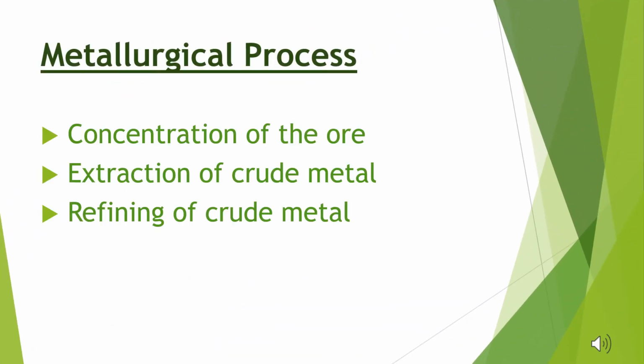The metallurgical process for the extraction of metal from its corresponding ore can be done by a three-step process. First step, concentration of the ore. Second step, extraction of crude metal. Third step, refining of crude metal.